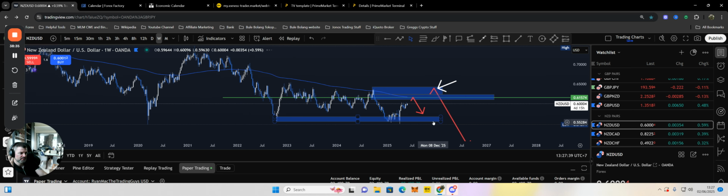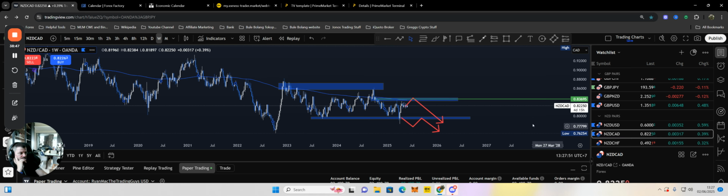Same again, bullshit. NZD USD, you're going to be selling this all day long, but I want to see it come up and retest this zone first, and then enter the sales here or here as marked, right? Again, there's still nothing yet.